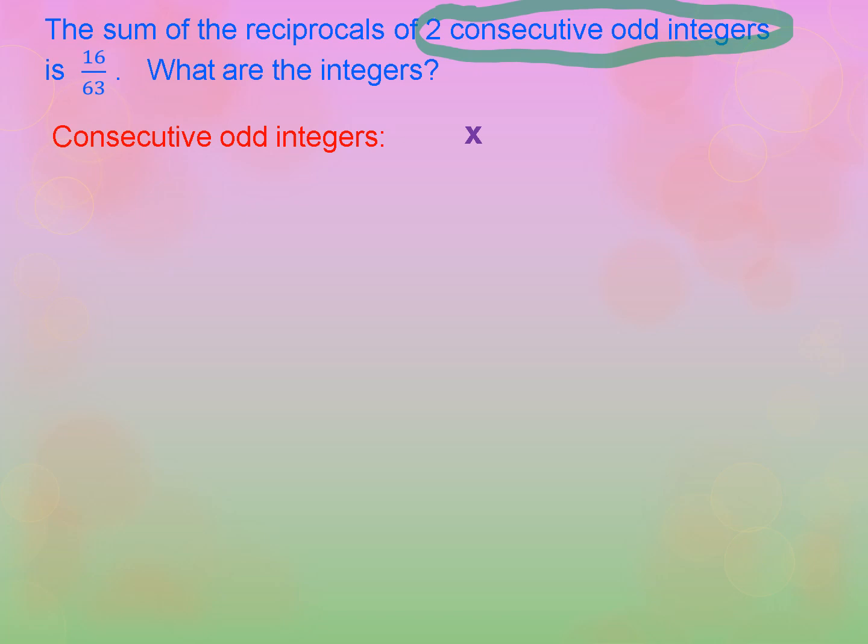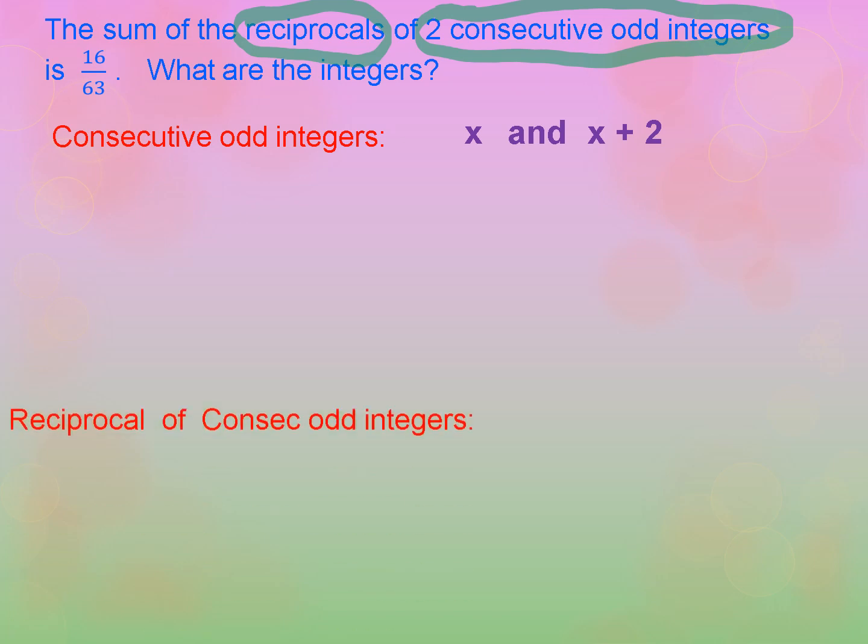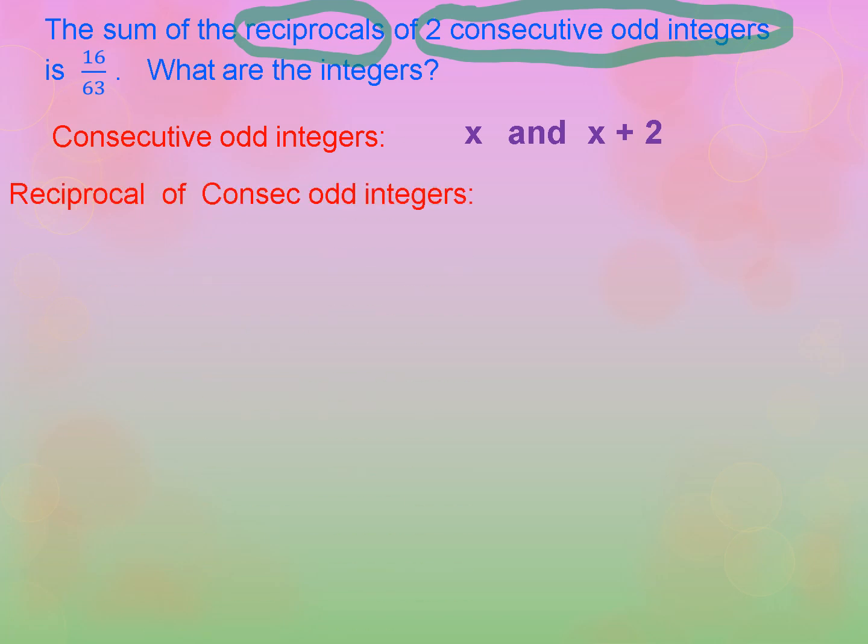So we need to add 2 because think about it, 1 is odd, to get to the next odd is 3, so I have to add 2. So my next one's going to be x plus 2. We are now going to look at the word reciprocal, and let's define the word reciprocal. Remember, that means you flip the fraction. Well, both of these are over 1, so my first reciprocal is 1 over x. My next reciprocal is 1 over x plus 2.